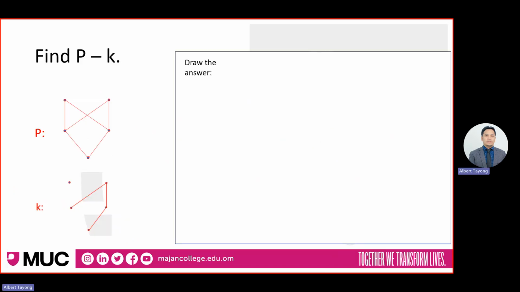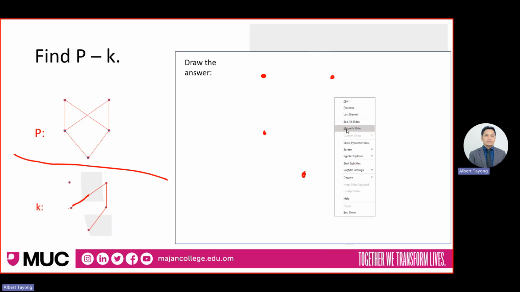Now let's have this one, P minus K. This is our P and this is our K. So the first is to draw all the points. We have again 5 points. 1, 2, 3, 4, 5. Now we are going to delete 3 edges. This, and this. Okay, so 3 edges we're going to delete.